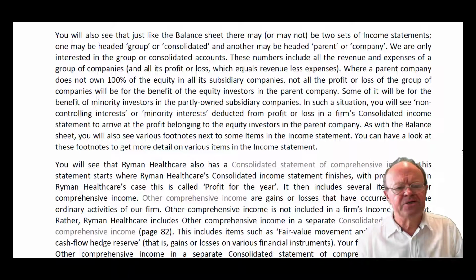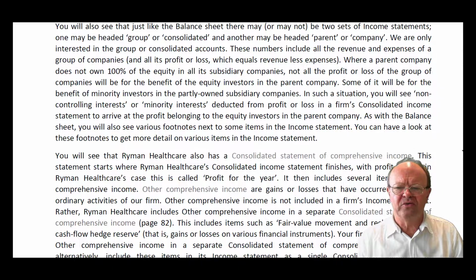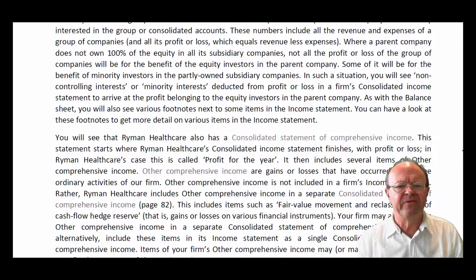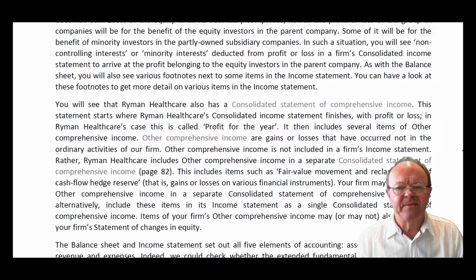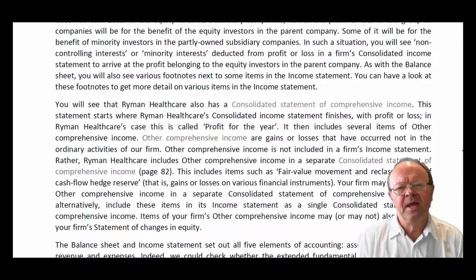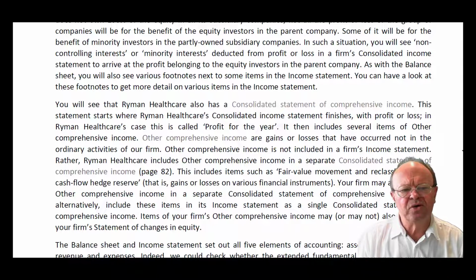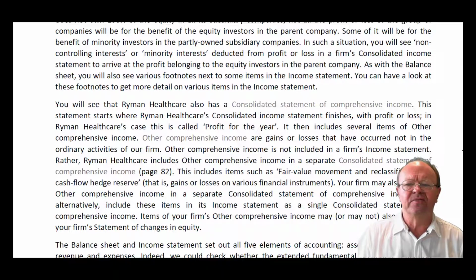Where a parent company does not own 100% of the equity in all its subsidiary companies, not all the profit or loss of the group of companies will be for the benefit of the equity investors in the parent company. Some of it will be for the benefit of minority investors in the partly owned subsidiary companies. In such a situation, you will see non-controlling interests or minority interests deducted from profit or loss in a firm's consolidated income statement to arrive at the profit belonging to the equity investors in the parent company.